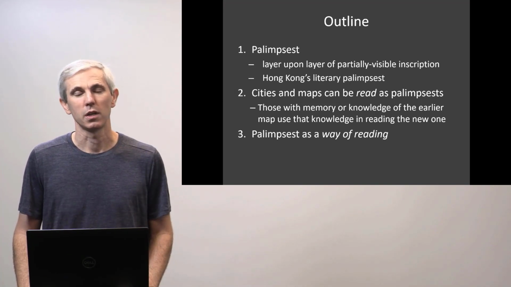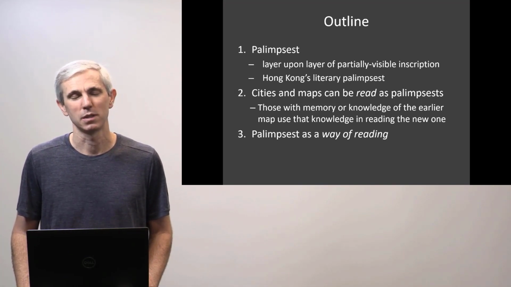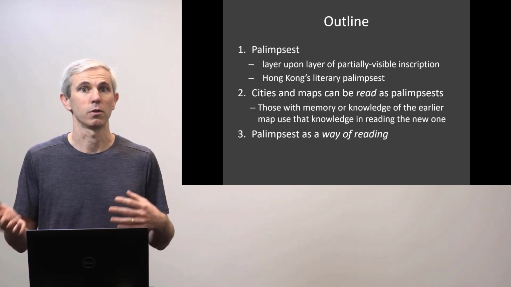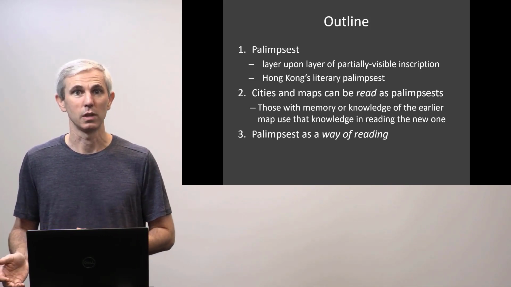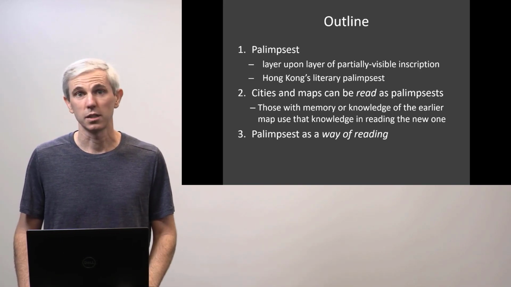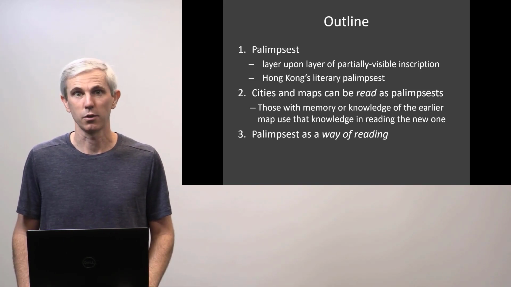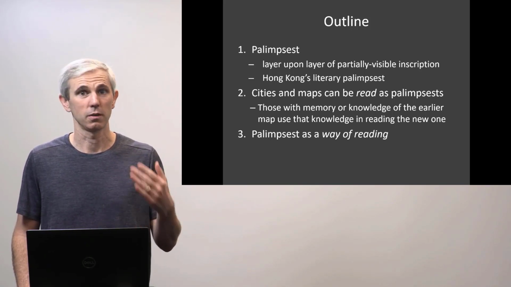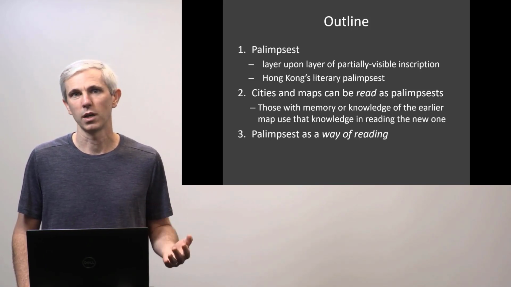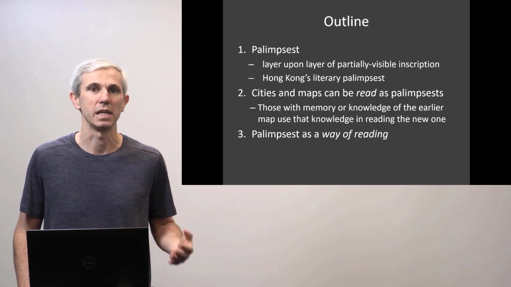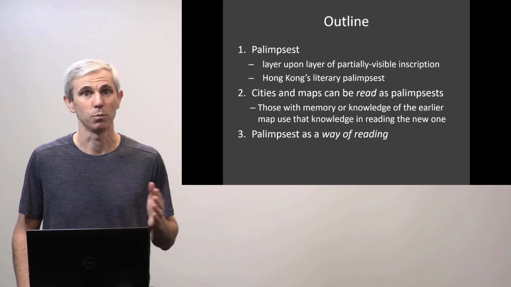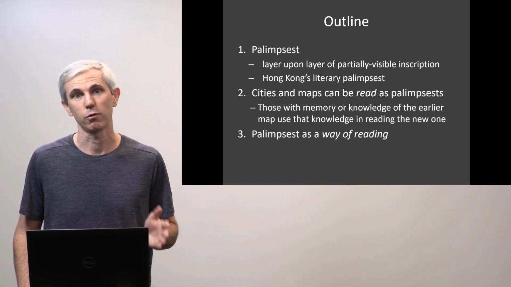Beyond the literary sphere, we could also see how cities and maps themselves can be read as palimpsest, and that if you have certain memory or knowledge of the earlier map, you may be using that to read the new map. So palimpsest is a concept that we can use to interpret cities and other places and how they accrete and lose meanings, how some things cover up other things. But I think more broadly, we could take the palimpsest as a way of reading that calls for a type of multiple vision. So a palimpsest has multiple texts on it, you could say, and therefore you can't read it just once.